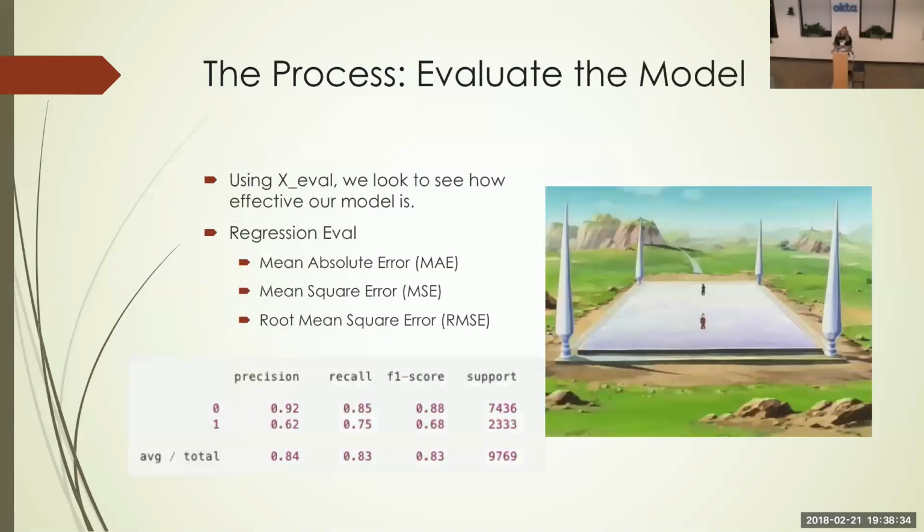After you train your model, it's time to evaluate it. After you send in the X train set of 70% or 700 entries, you then put the X eval set into the same model, and you test to see how true the answers are. So you have MAE for mean absolute error, MSE for mean square error, and root mean square error as well.